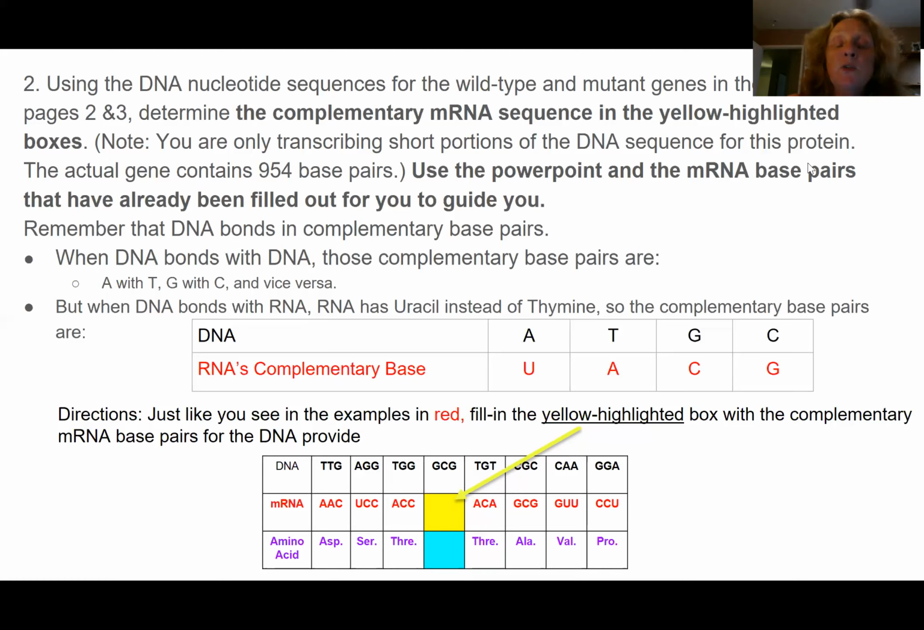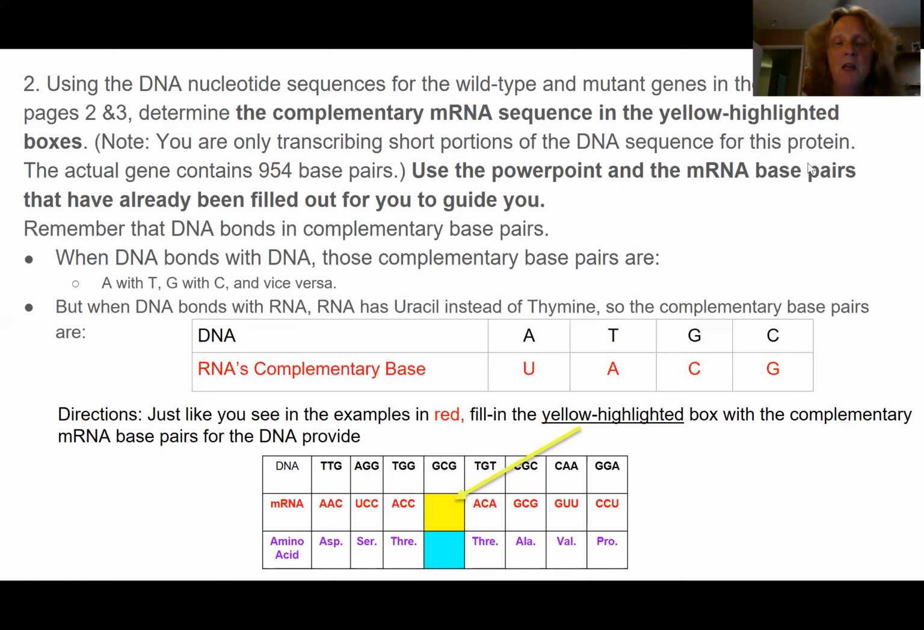Note, you're only transcribing short portions of DNA sequence for the proteins. In actuality, it contains over 954 base pairs. We're not asking you to do that, okay? So using the PowerPoint and the mRNA base pairs that have already been filled out for you to help guide you, okay?